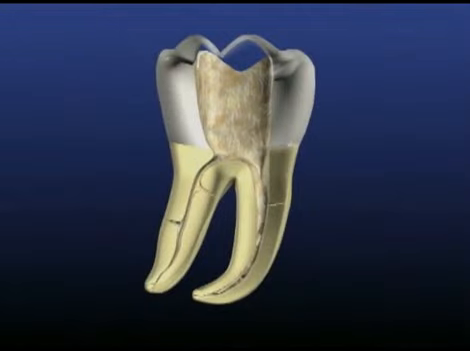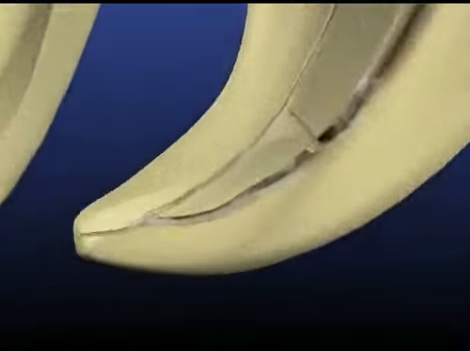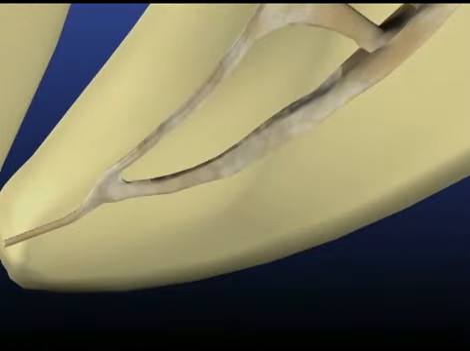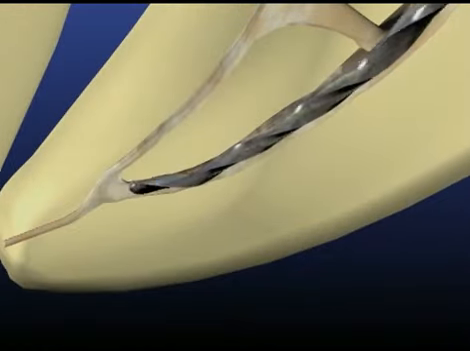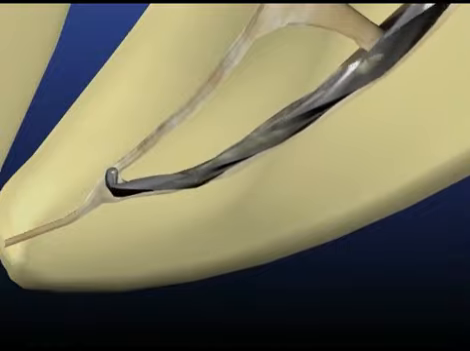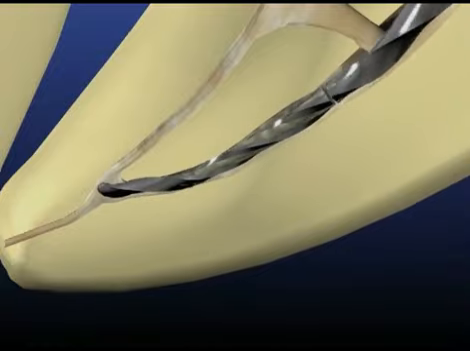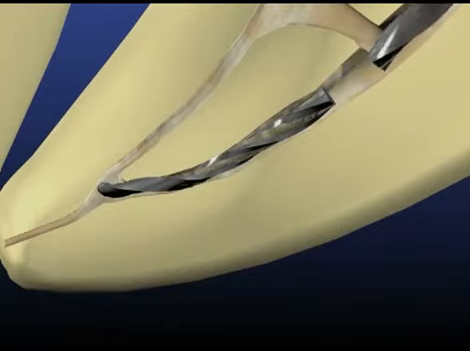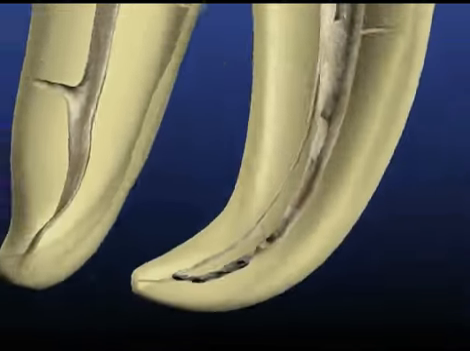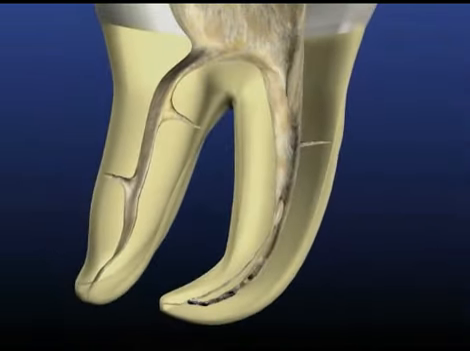Let's look at an animation that will illustrate how a rotary instrument could break in apically merging mesial systems. Mesial canals of mandibular molars at times abruptly merge apically. When the tip of a rotary file reaches the area of confluence, it may roll over, unravel, and break. In this show, we will address how to remove broken, separated, or disarticulated instruments.